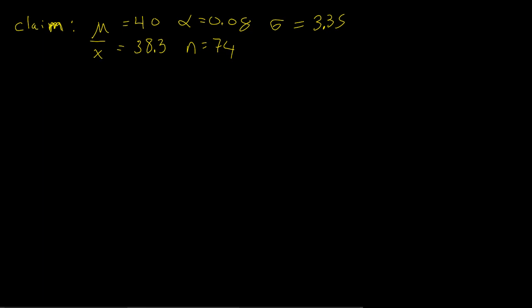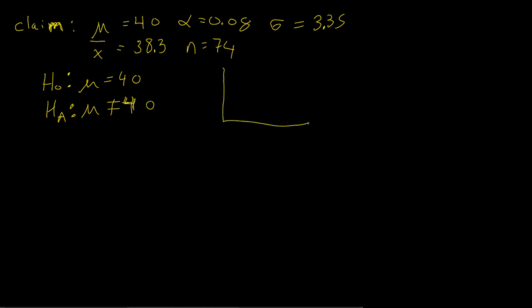All right, so we're going to look at testing this claim. The claim that we're making is that the population mean is 40. Because it has an equal sign, that's going to represent our null hypothesis, so mu equals 40. That means our alternative hypothesis is mu does not equal 40. And so we want to test this claim.